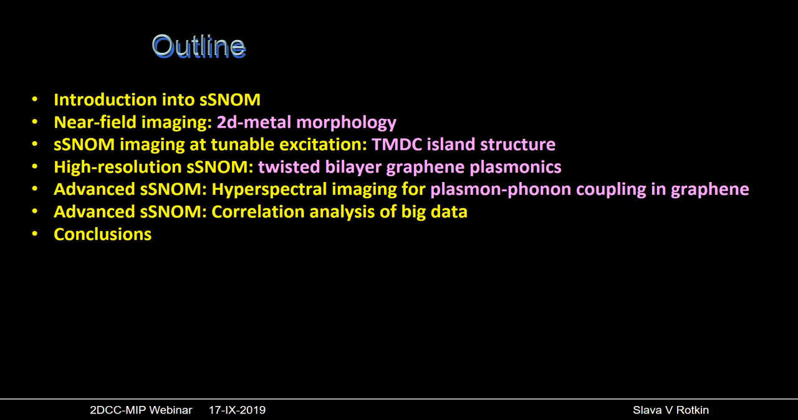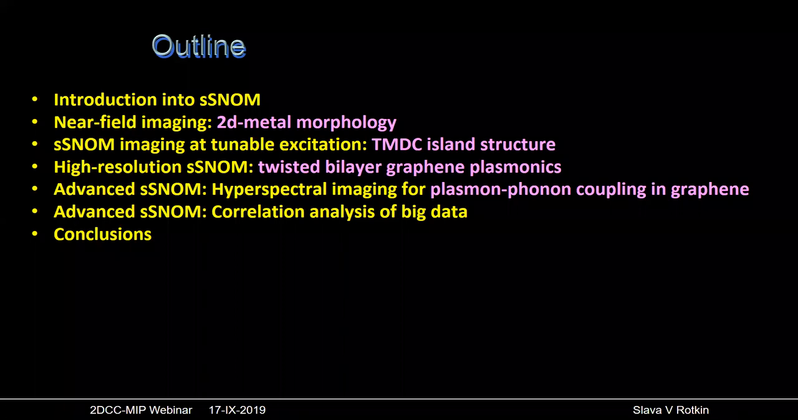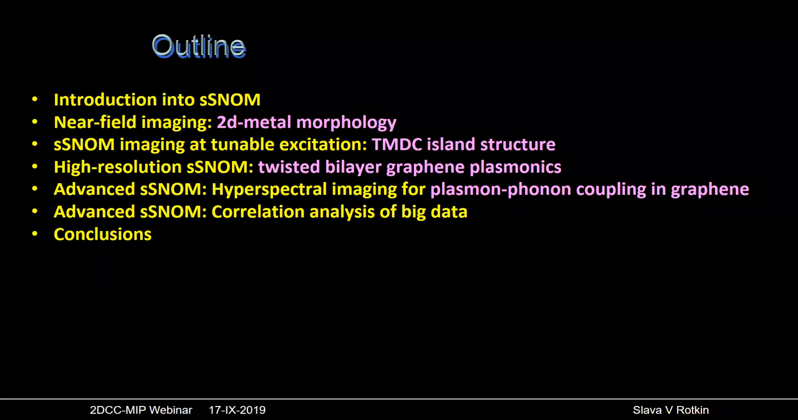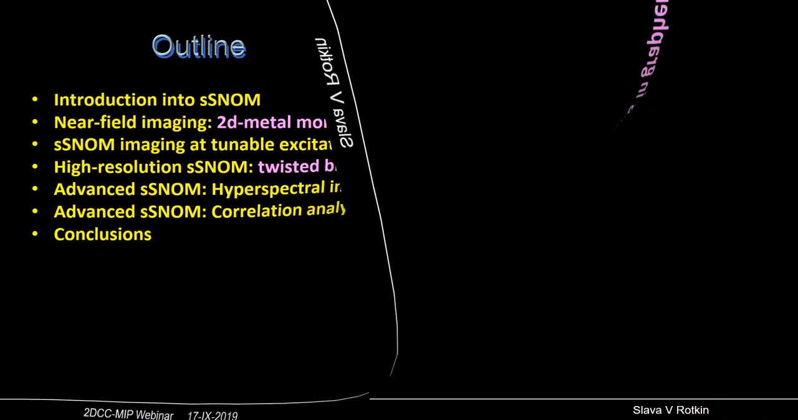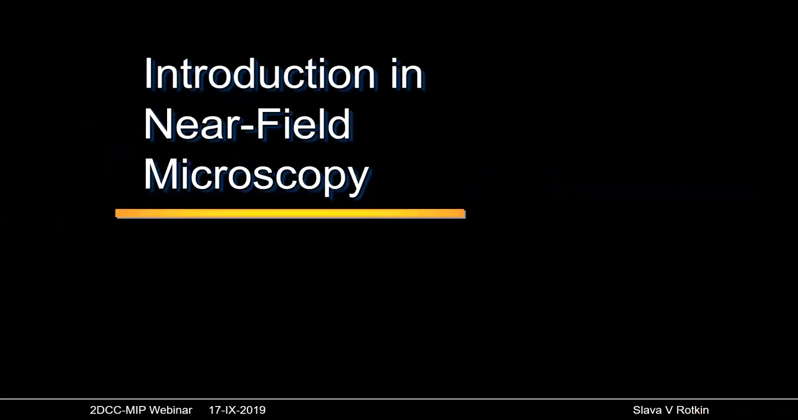I'll proceed to another mode of operation, which is hyperspectral imaging. And that will be studied on the example of the plasmon phonon hybridization in graphene. And then I'll quickly talk about one of the methods of the sSNOM analysis. sSNOM naturally produces very big data, and there are multiple methods that can be applied there. Conclusions will follow. All right, so the introduction into near field microscopy.